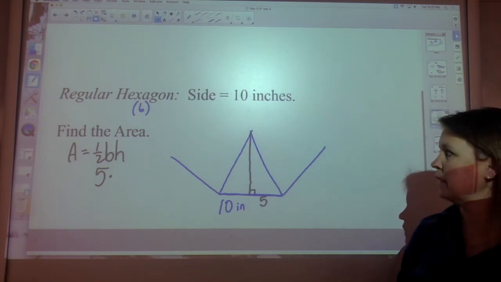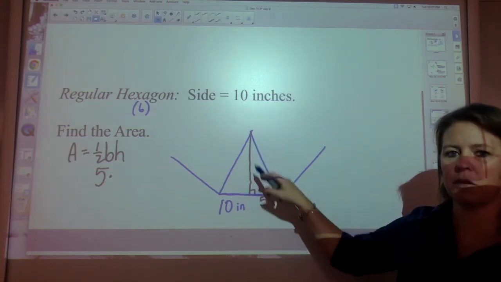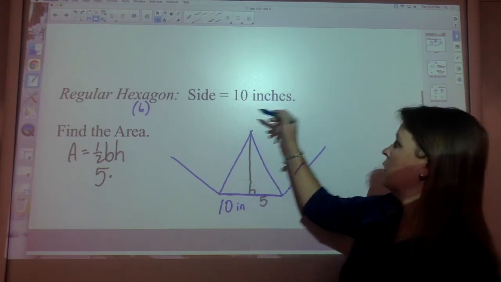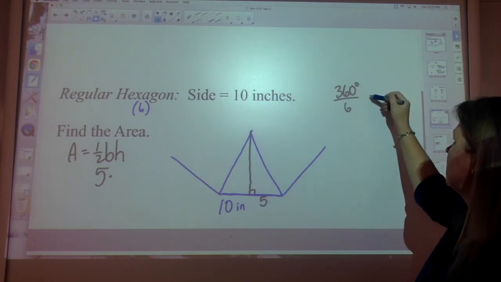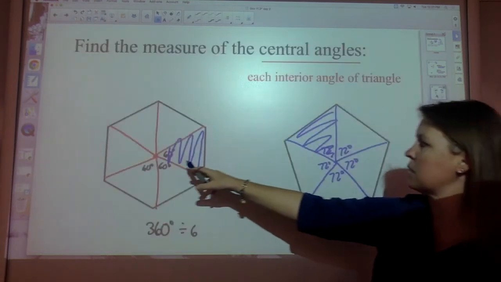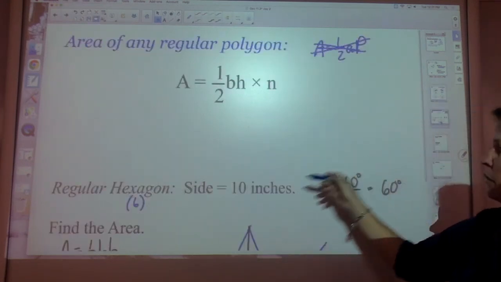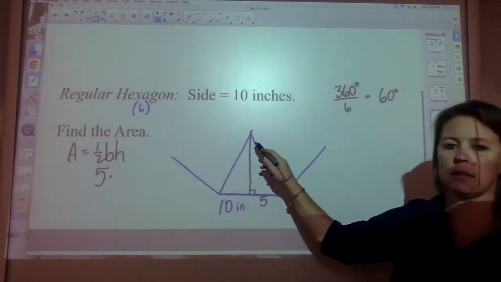To find the height of a regular hexagon, we need to know how many degrees this is up here, because we might have to use some trig, or we could use some special triangles. 360 degrees divided by 6 sides, a central angle is 60 degrees. That's what we just did in the previous problem. We know all regular hexagons have 60 degrees. So from now on, you don't have to keep calculating that. All regular hexagons are 60 degrees.